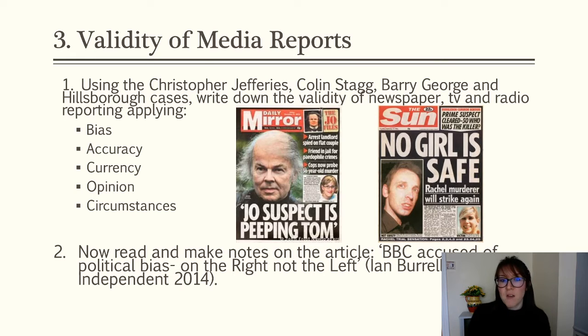So, for example, that one there for the Daily Mirror, I need to see my students put in the Daily Mirror on this date. Obviously you can't see it on that one, but they'd have to zoom in. The headline accuses Christopher Jeffreys: Joe Suspect is Peeping Tom. This can be shown as an opinion because blah blah blah. Newspapers obviously are fairly current, so that's good, but the circumstances of writing them, they want to sell papers. They might not have been able to get the information in a very good way. So the circumstances of how they've actually got the information, the accuracy, where this information comes from, etc.